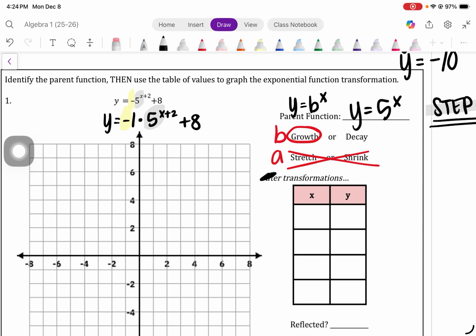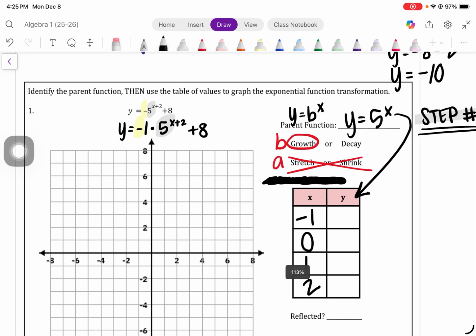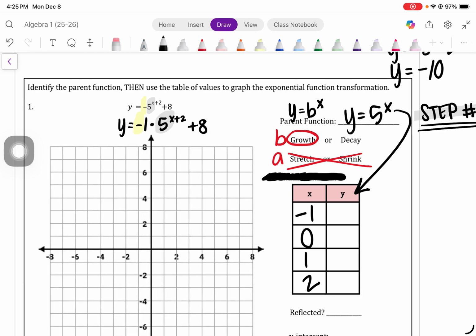Now, when we fill in our table of values, we're not going to do it after our transformation. So I want you to cross that out. We're going to use our table of values with our parent function because we want to graph that first. So I'm just going to throw some numbers into my table of values. I always like to start with -1, 0, 1, 2. Okay, I've got 5 as my base, so these are going to be some solid numbers.